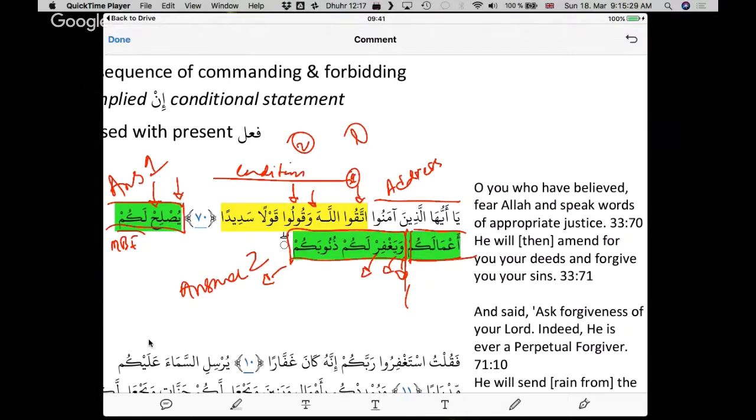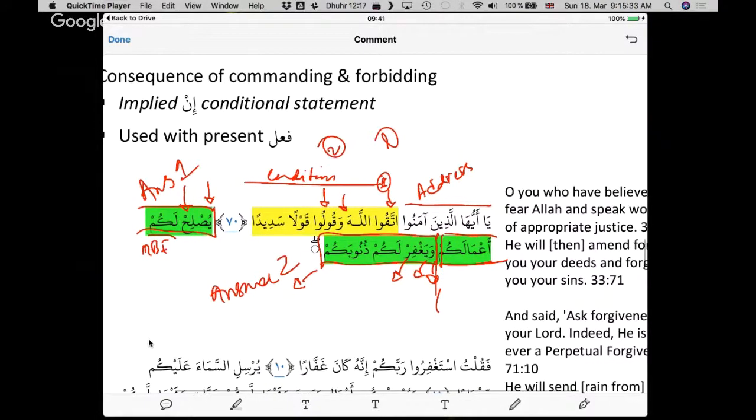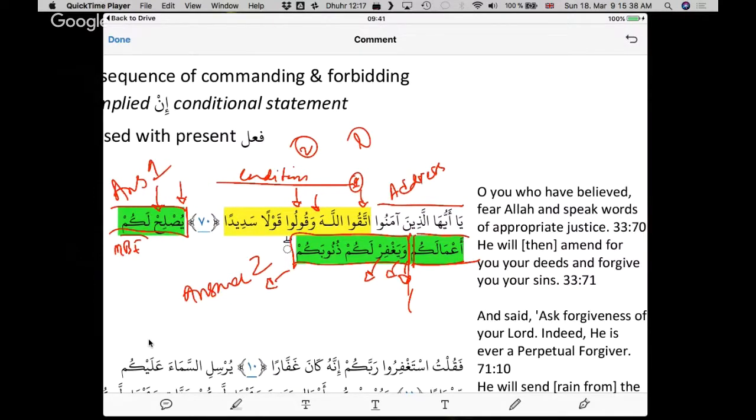Now, consequence to the command. If you do this, what is the consequence? Yuslih lakum a'malakum. He will then amend for you your deeds. That's the first consequence. Wa yaghfir lakum zunubakum, and forgive you your sins. That's the second consequence. You see that? Excellent. Good.